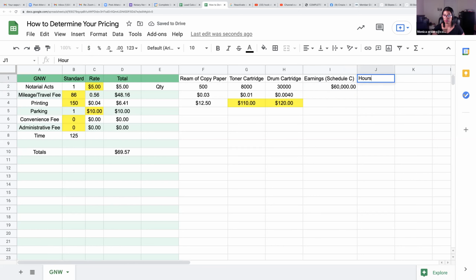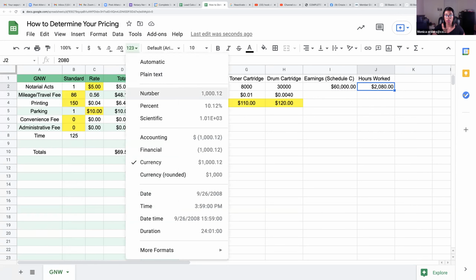Annually, that looks like 40 hours per week times 52 weeks. That's 2,080 hours. Now we know, give or take, you might have had a vacation or whatever, but you get my point. You put your hours worked. All right. And then from there, you can calculate your actual hourly rate.